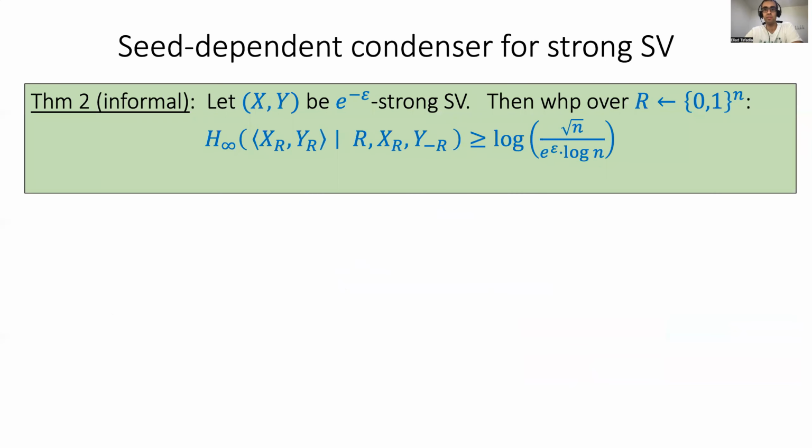So here is our new result about strong SV sources. Theorem 2: if XY is an e^(-epsilon) strong SV source, then with high probability over a uniformly random R, the inner product of XR, YR has high min entropy even when conditioning on R, XR, and Y minus R. Namely, the probability it gets a fixed value is approximately at most 1 over square root of n, which makes it unpredictable. The theorem is stated for information theoretic sources, but it also holds for the computational case since the proof is constructive.